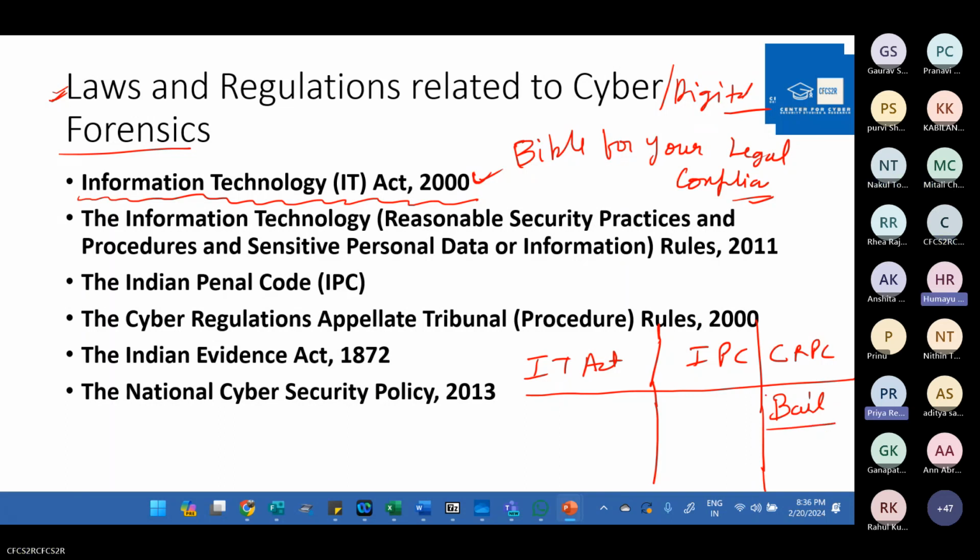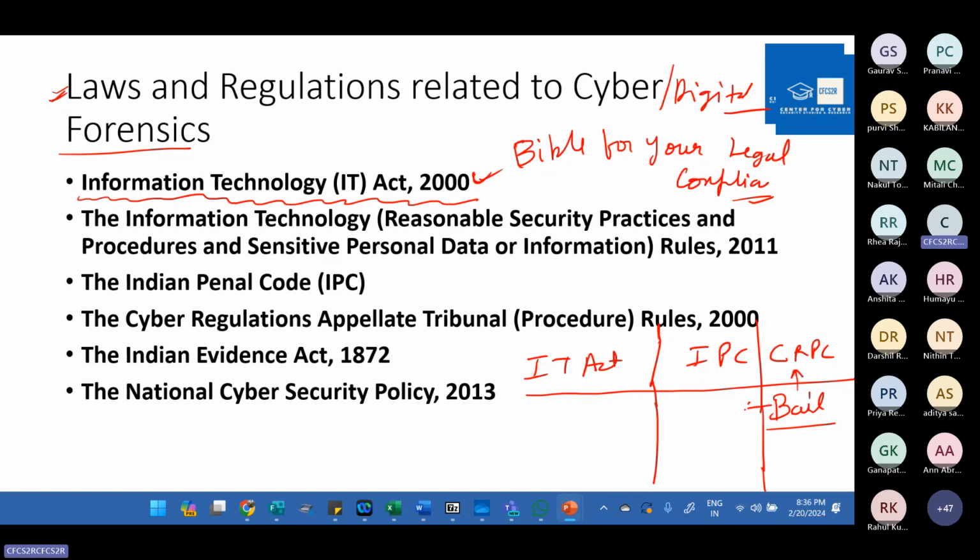Yes, sir. Bail: if a person goes to jail and the advocate produces some evidence that he has not done the particular crime, maybe the court releases him on a temporary basis. So bail is actually defined in CRPC.